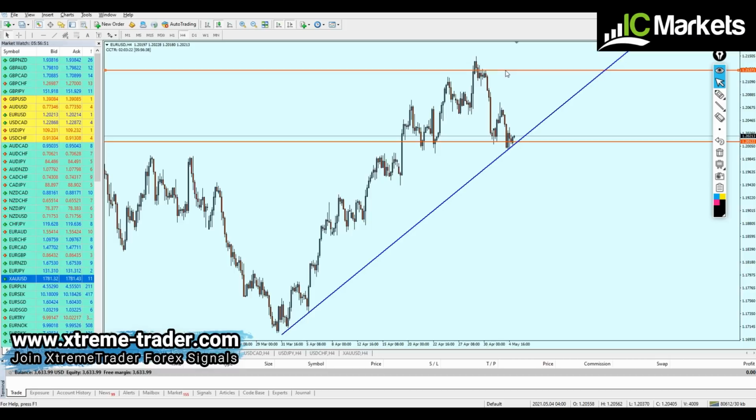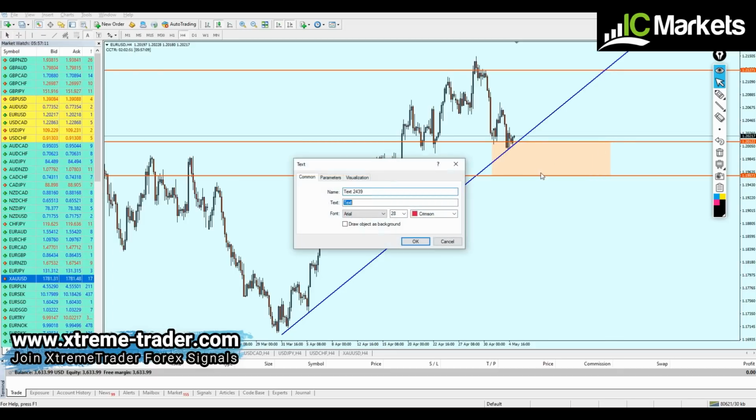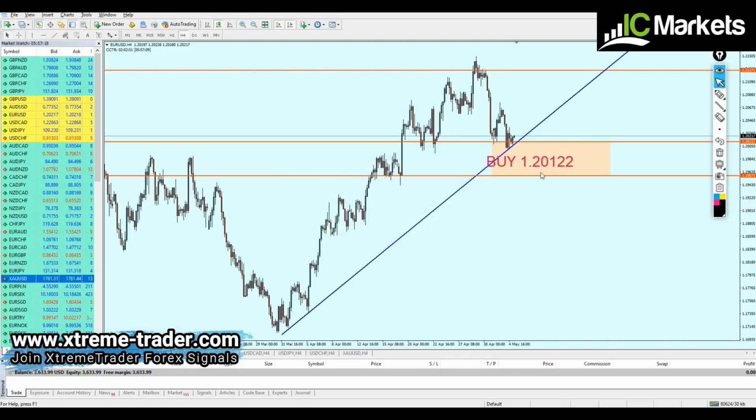Let me just reduce it a little bit more, exactly like that. And the safe zone will be ranging just a little bit till the lowest level of the previous support level, which means the safe zone will be ranging for about 52 pips only. Exactly like that. Yes. And for the buy level, we can start buying the Euro USD exactly on 1.20122.